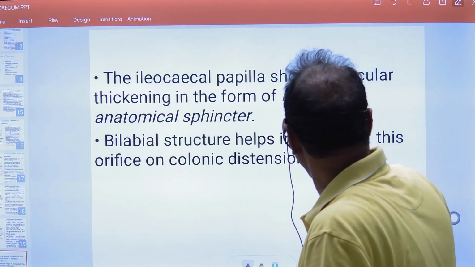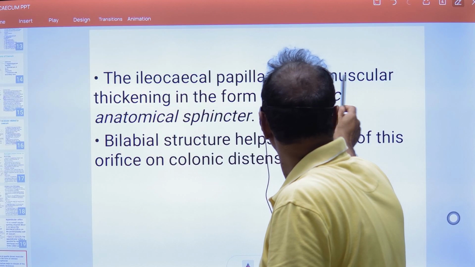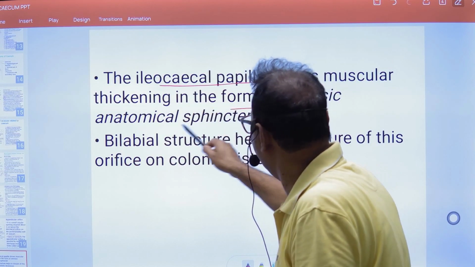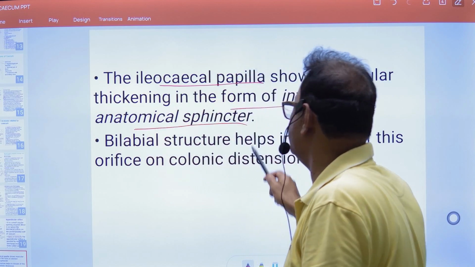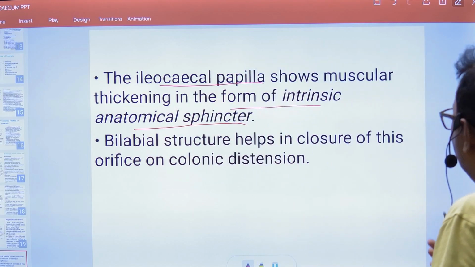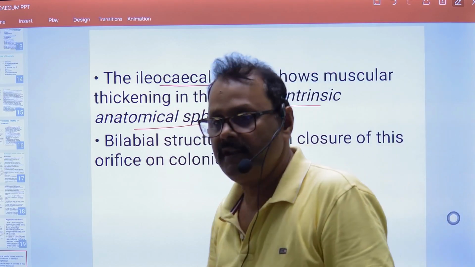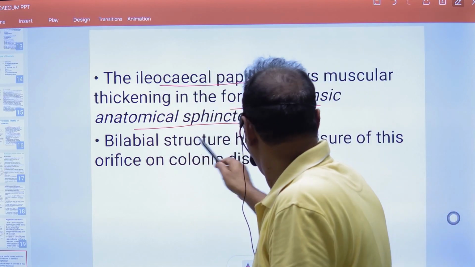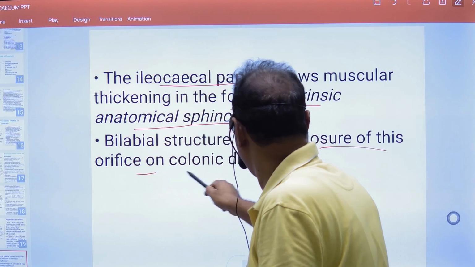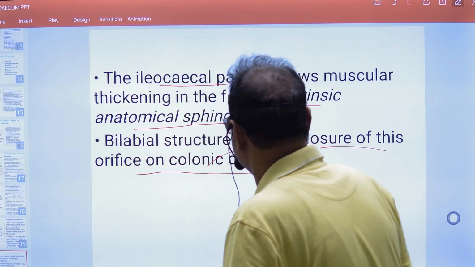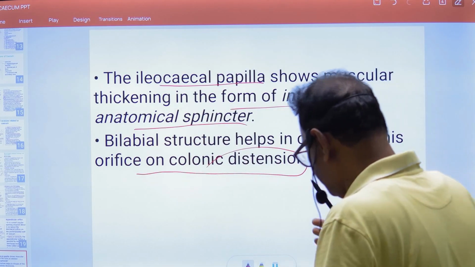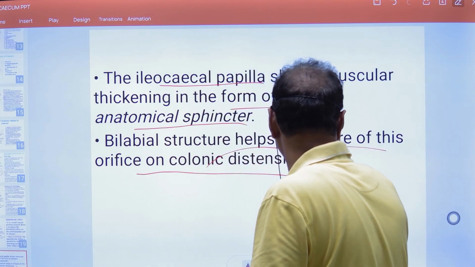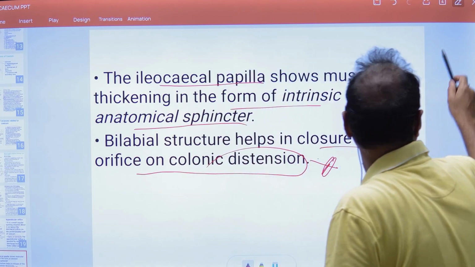Now the ileocecal papilla shows muscular thickening in the form of the intrinsic anatomical sphincter. The role of the valve: since there is a valve over here, it must have some role. The closure of this orifice prevents distension. Whenever required, this orifice will be closed and the contents will not pass from the colon to the ileum.